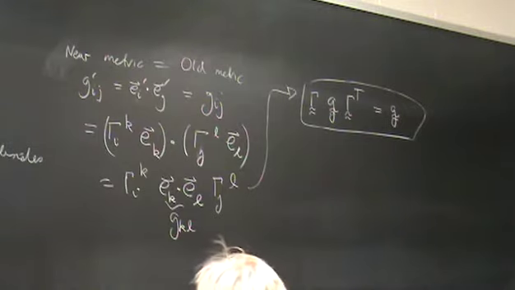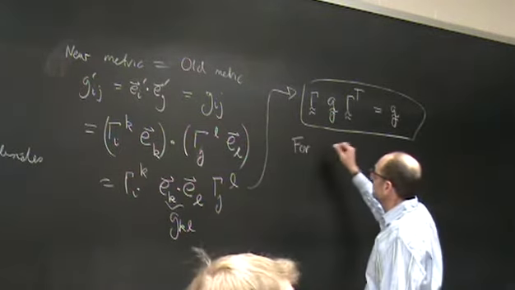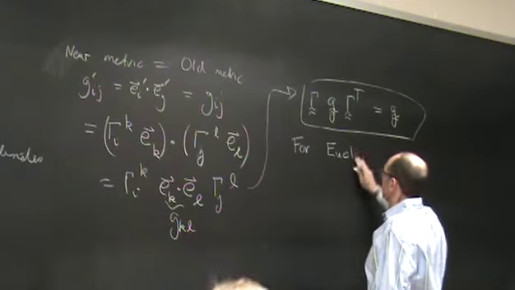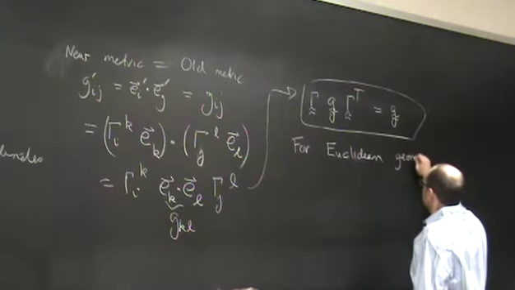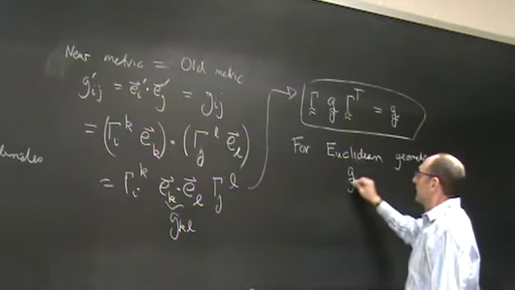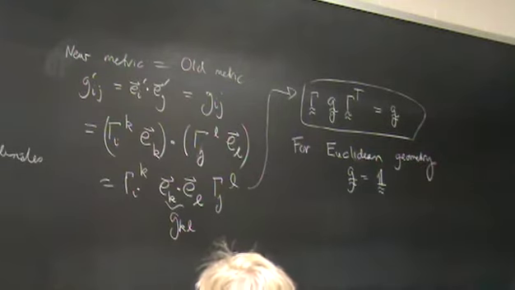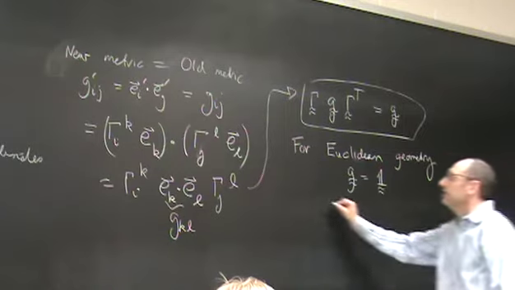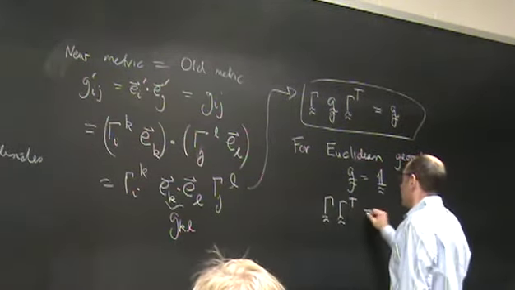Now, for the case of Euclidean geometry, the metric is just the identity. So the condition that the transformation doesn't change distance is the condition that gamma is an orthogonal matrix.